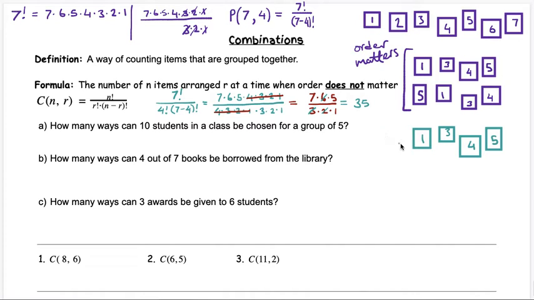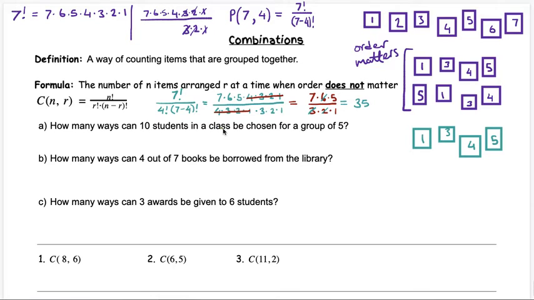So you can see that there are far fewer combinations than there are permutations. When the order does not matter, there are far fewer combinations than when the order matters, and you're adding in all of those extras because the order matters. Okay, so let's look at a few more examples and help you get the hang of this.